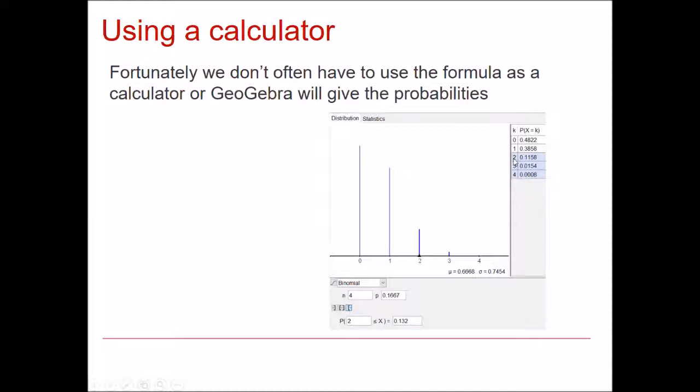So you can see here on the screen, I've got a binomial model where n is 4 and the p is 1/6, and I'm looking at the probability of being greater than or equal to 2, and there it's worked out the 3 probabilities, 2, 3 and 4, and added them together to give me 0.132.